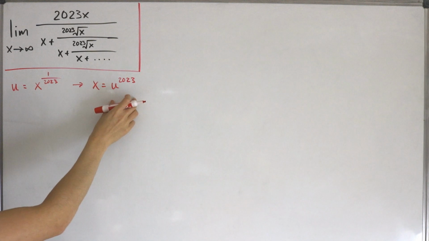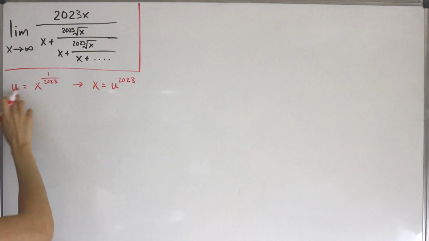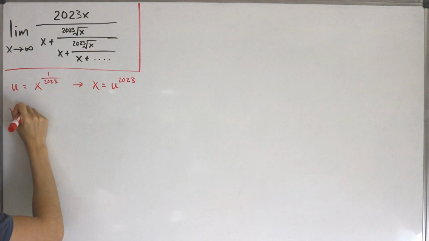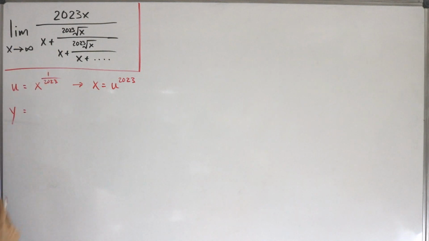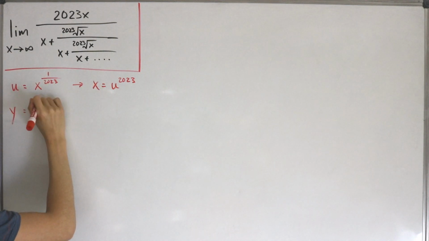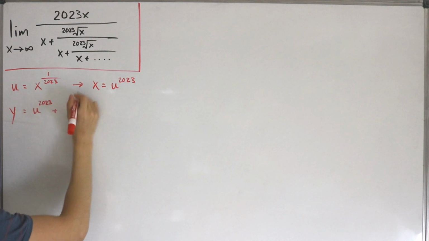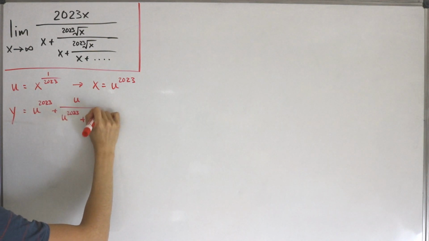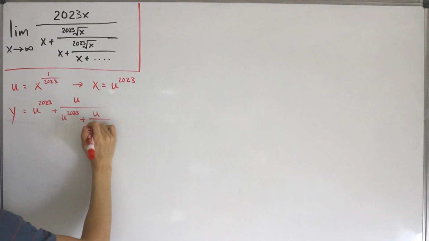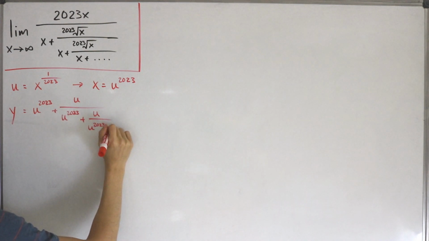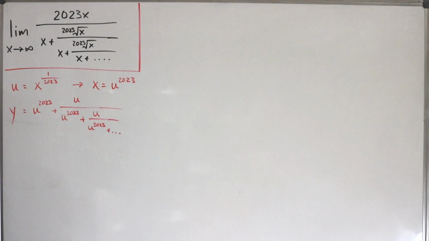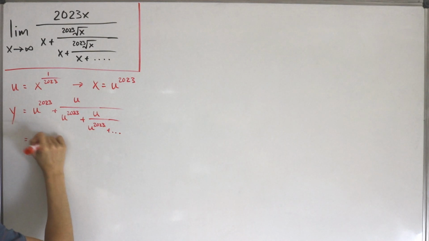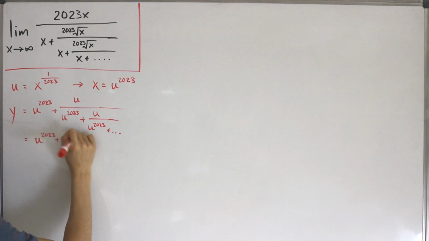With that in mind, what we have now is u plus x to the power 1 over 2023, then we can do the substitution and call a new variable. We'll call this y. So y is equal to, making the substitution, u to the power 2023, and then add u divided by u to the power 2023, and then add u divided by u to the power 2023, and continue on so forth. Assuming that is convergent, another way we can write this is u to the power 2023, then plus u divided by y.